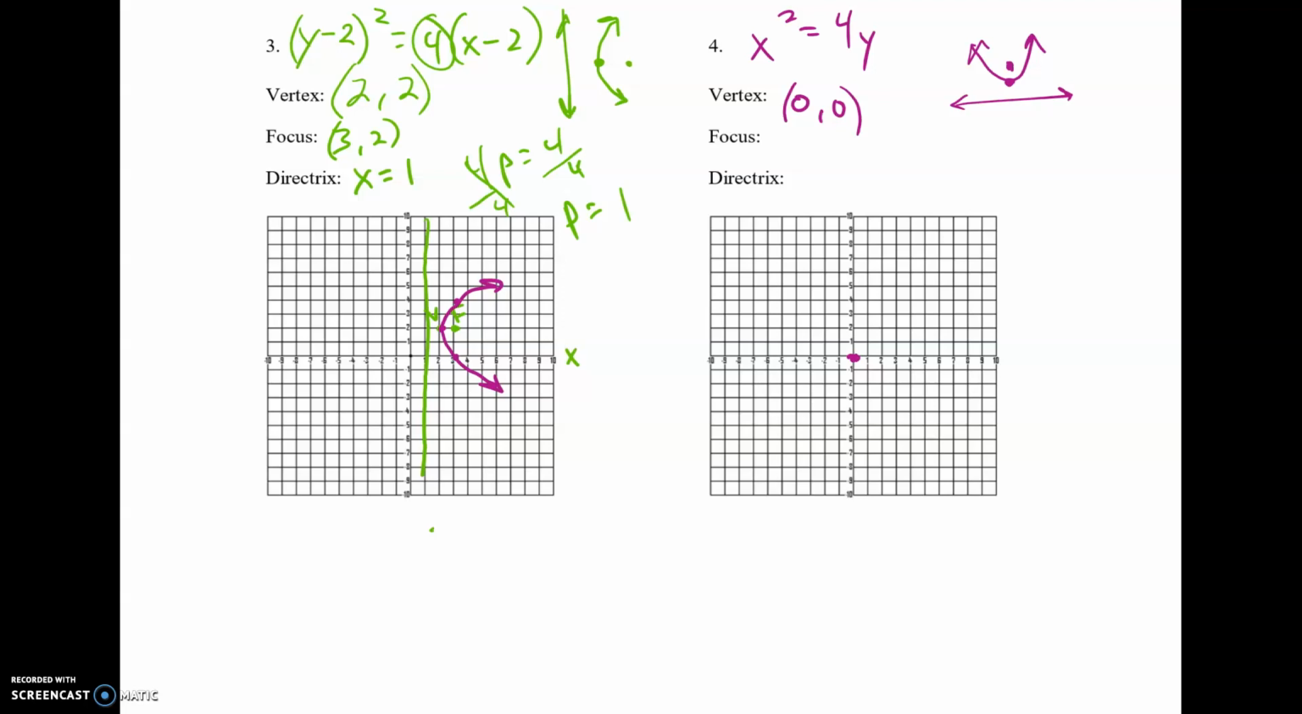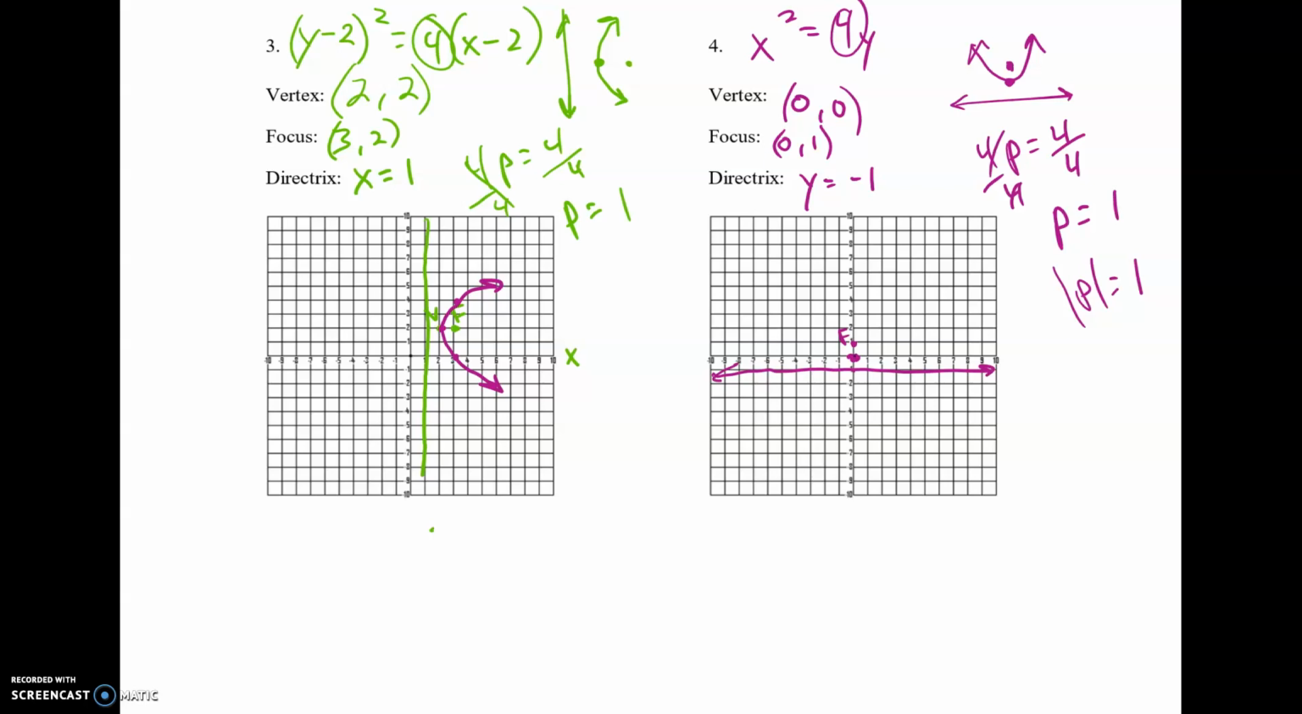Okay, so here we go. I see that 4p is 4. Just like in the previous problem, I'll divide by 4 on both sides to get p equals 1. So, of course, the absolute value of p equals 1, that's the distance I'm going. Because this thing opens up, I go up 1 to find the focus, and down 1 to find this line that we call the directrix. Okay? All right, so the focus is 0, 1. Be careful that you don't call that 1, 0. And then the directrix is y equals -1. Be careful that you don't call that x equals -1. It's y equals -1 because it crosses the y-axis at -1.